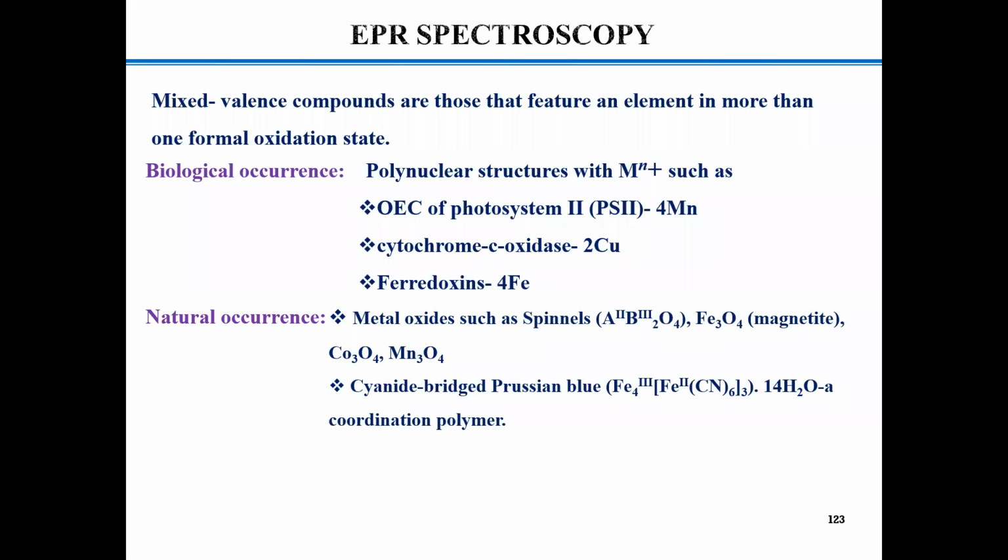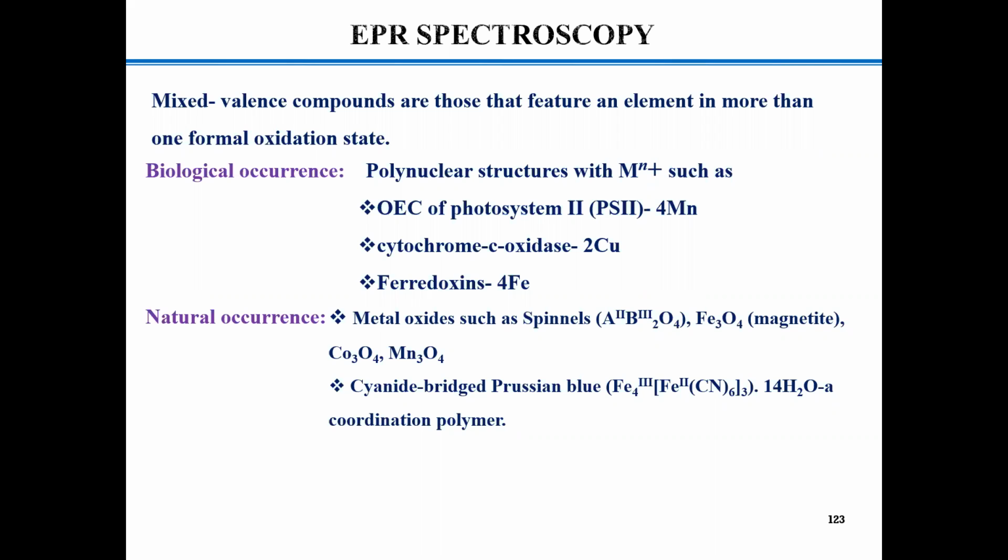Then if you see the cytochrome C oxidase, copper centers, copper 2, copper 1. If you see the iron sulfur proteins, again that mixed valence setup is there. So in biology, there are many such examples where you will have this kind of mixed valence situation. Naturally also, for example, our spinels, you have already read the spinels: normal spinel, inverted spinel, or a mixed valence setup.